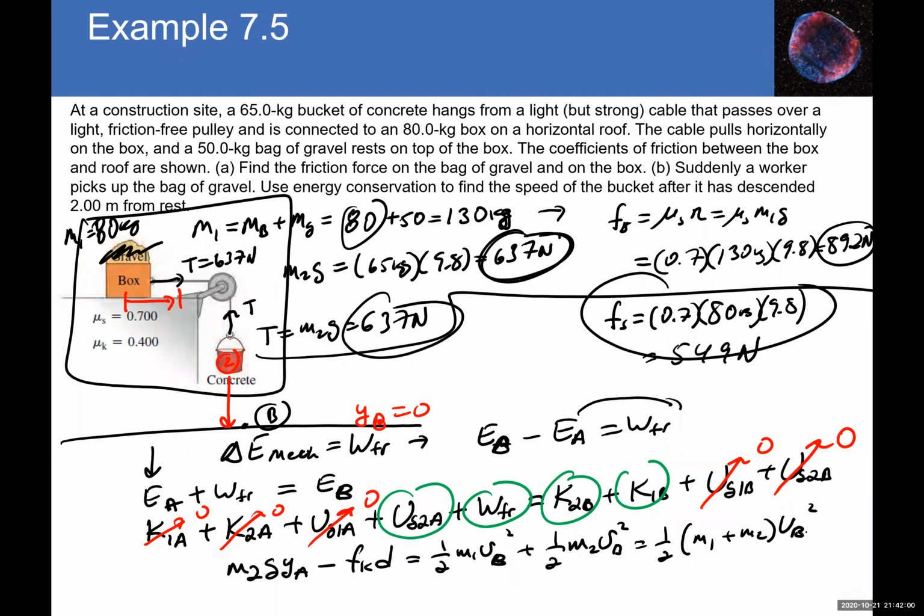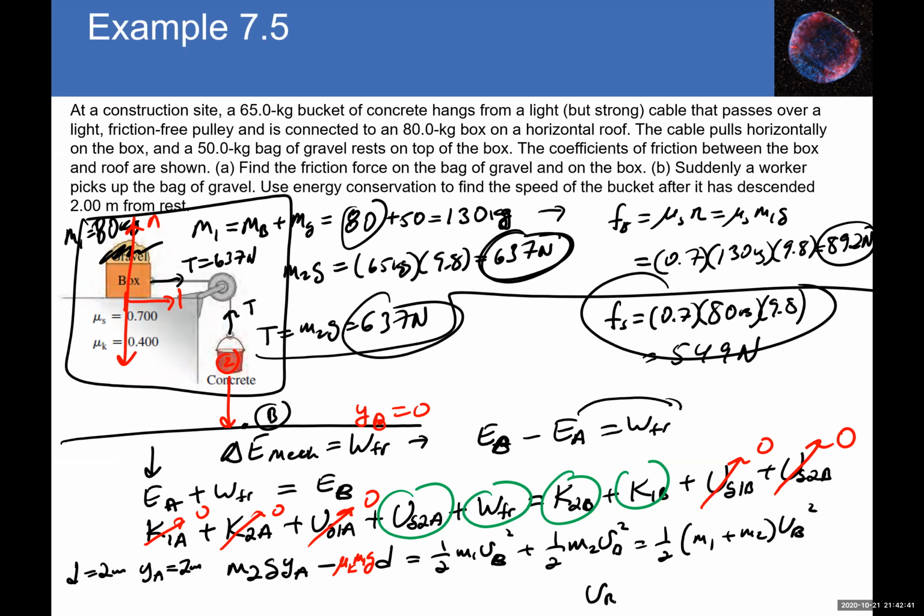Okay. So what I have here is Fk, which will be replaced with mu k times m1 g, because again, the normal force is just the weight of the box, right? And then I have everything. I have mass 1, mass 2, I have the distance d, which is 2 meters, and this yA is 2 meters. Those are pretty much the same, as I mentioned. And the only thing that we don't have is speed vB.